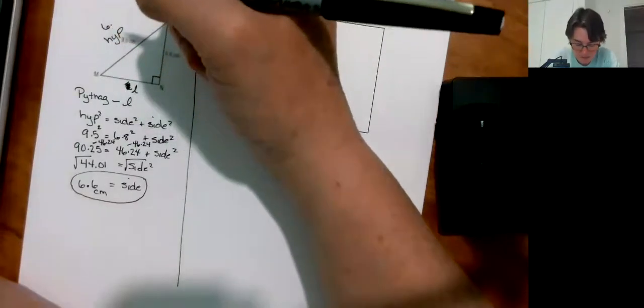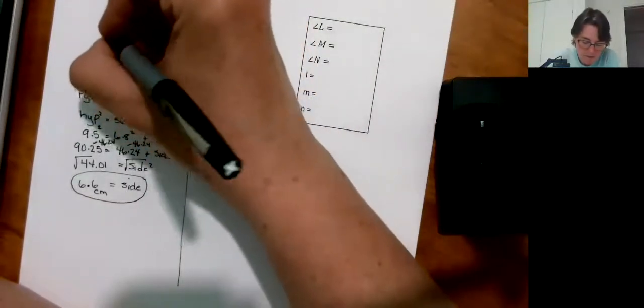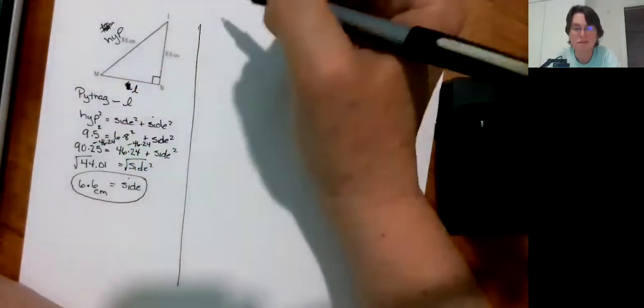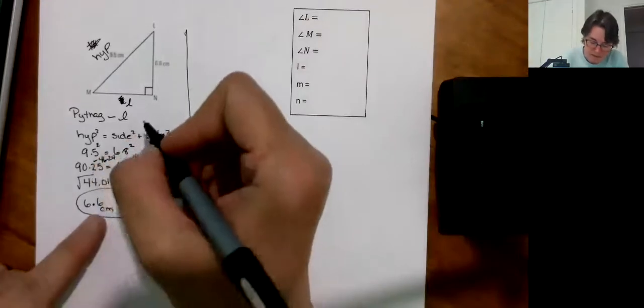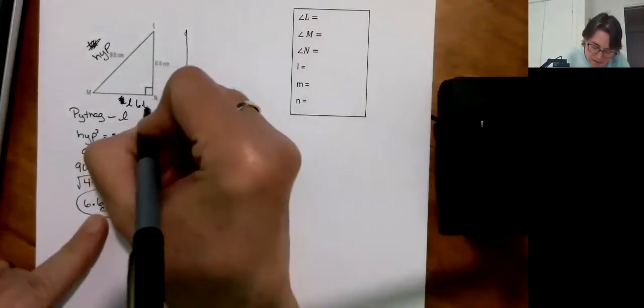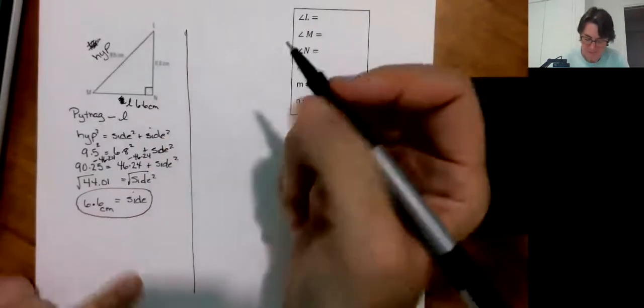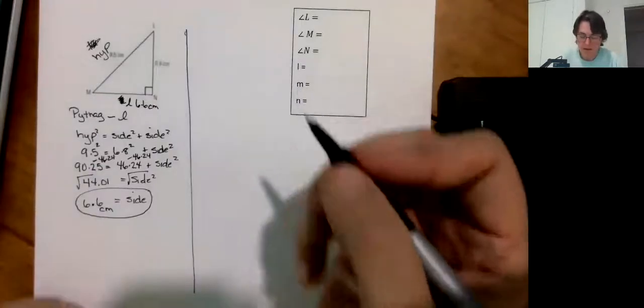And, oh, I was about to put the 6.6 there, and I was like, hey, that's the hypotenuse, it's got to be the longer. Well, yeah, my bad. The 6.6 goes here. There. Okie dokie. Now, let's find angle L.